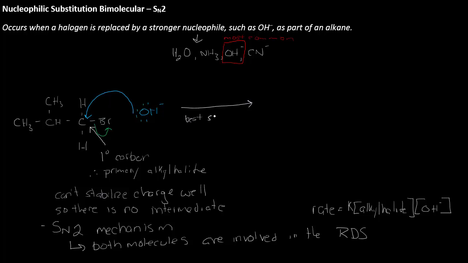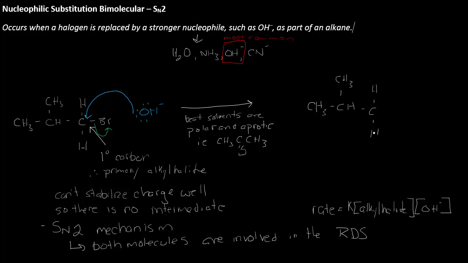Okay, this occurs best in a polar aprotic solvent. Aprotic means it cannot release a proton. All right, so the best example of this, and most common really, is acetone, also known as propan-2-one by its more correct name. Right, the resulting molecule would be 2-methylpropan-1-ol, as shown here, with the hydroxyl taking the place of the bromine on the primary carbon.